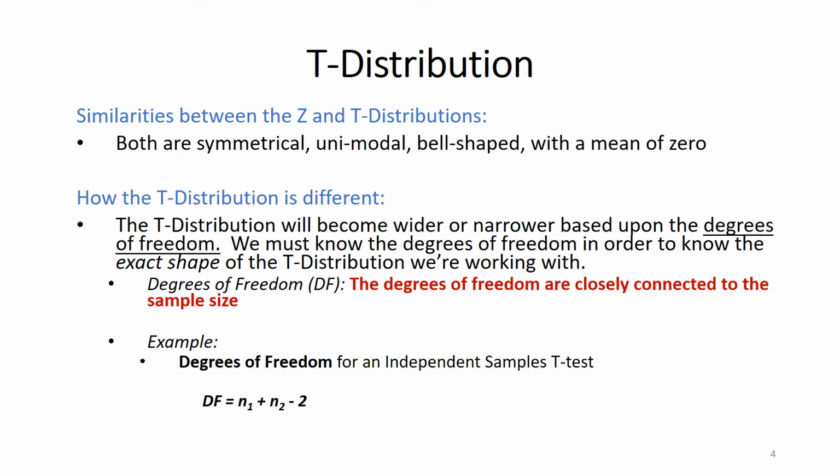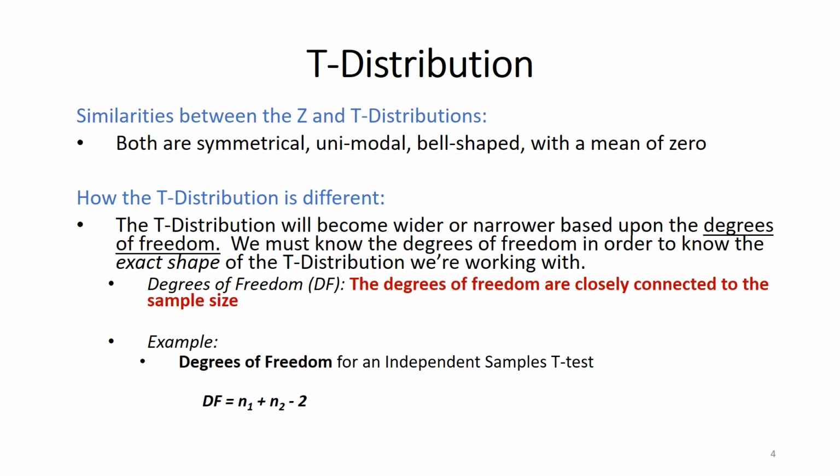So let's move on to the second bullet point down here, how the t-distribution is different. The t-distribution will become wider or narrower based upon the degrees of freedom. We mentioned that in the last slide. We must know the degrees of freedom in order to know the exact shape of the t-distribution we're working with. So, okay, let's take a look at what I mean by degrees of freedom. The degrees of freedom, as you'll see here written in red, are closely connected to sample size. What do I mean by that?